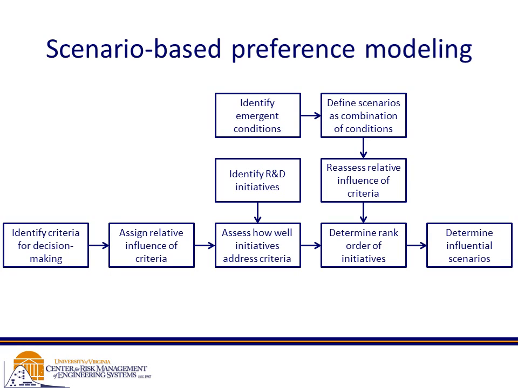The technical approach for scenario-based preference modeling begins with the identification of R&D efforts for prioritization. We must also identify competing criteria or values important for the decision-making process. The criteria are weighted according to relative importance based on stakeholder preferences. An assessment matrix is created such that each entry indicates how well an initiative addresses a criterion, with a value of 0 being assigned if it does not address the criterion and 1 if it strongly addresses it.